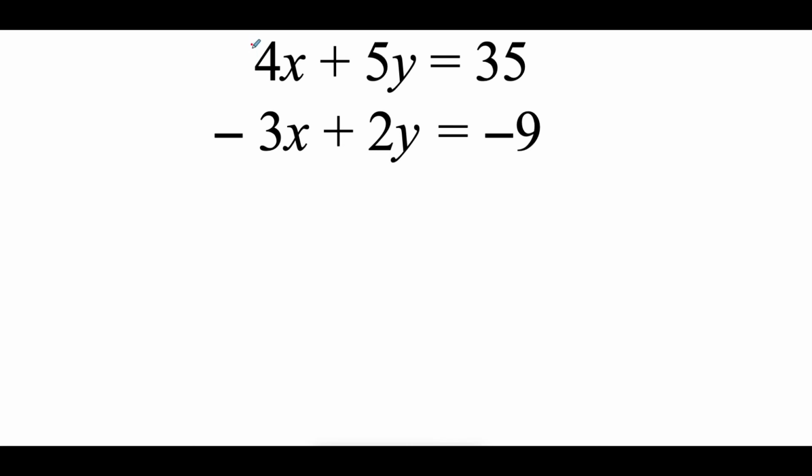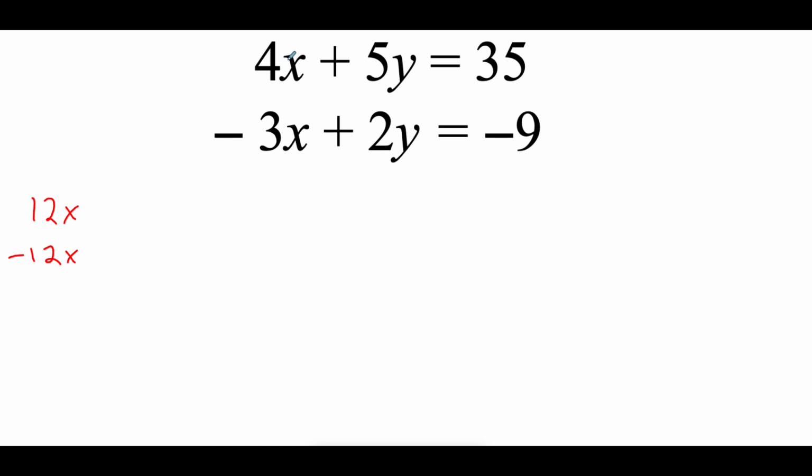So what I want to think about is I'm going to look at the numbers that are already here with the 4 and the 3. And if we were to multiply 4 and 3 together, we would end up getting 12. So I want to work towards getting 12x in my top equation, and I want to work towards getting negative 12x in my bottom equation so that we have those opposite numbers in front of them.